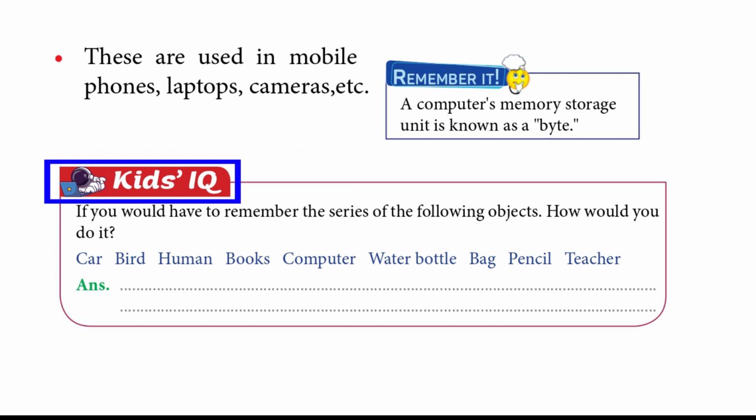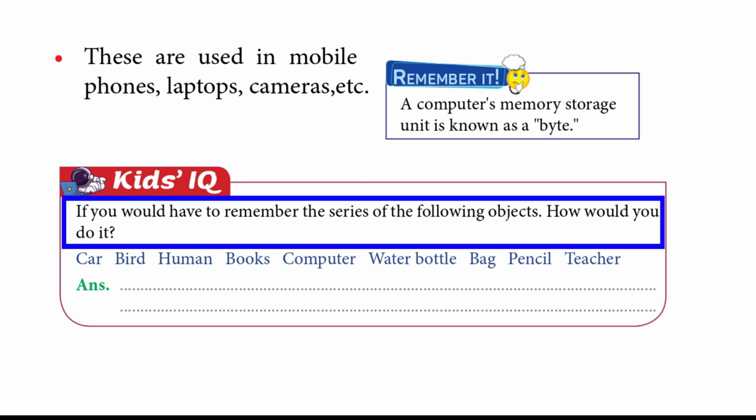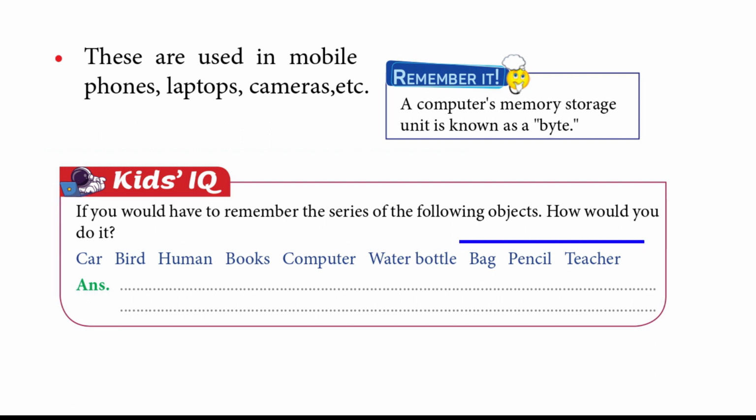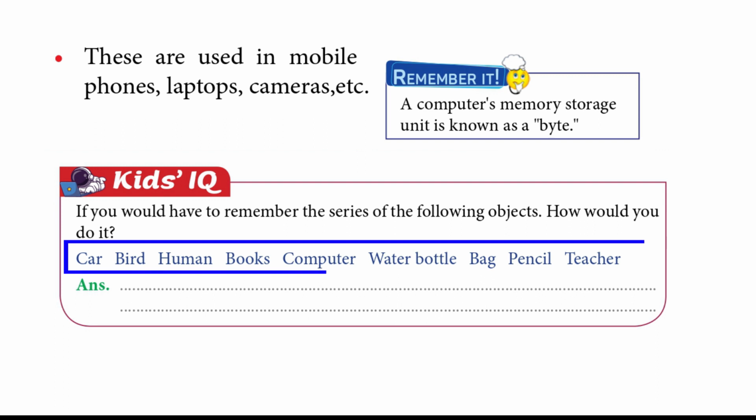Get IQ. If you would have to remember the series of the following objects, how would you do it? Car, bird, human, books, computer, water bottle, bag, pencil, teacher.